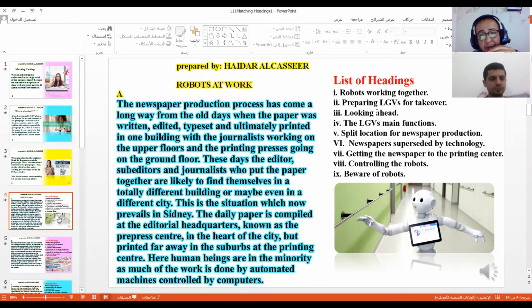This one, newspapers superseded by technology, does not mean that there is a simple expression about technology. No, it should be the main idea.